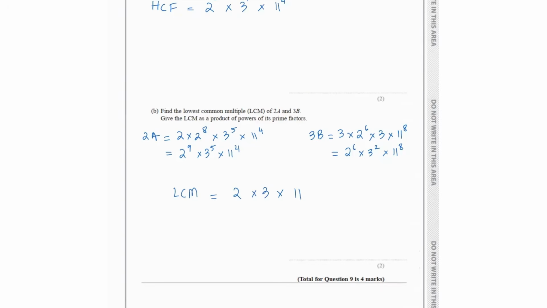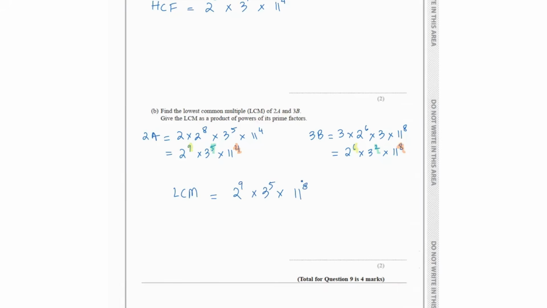So if you look at 2, this is power of 9 and 6. So 9 is bigger, so we pick the power of 9. For 3, we have 5 and 2. 5 is bigger, so we pick the power of 5. And then 11 is 4 and 8. 8 is bigger, so we pick the power of 8.